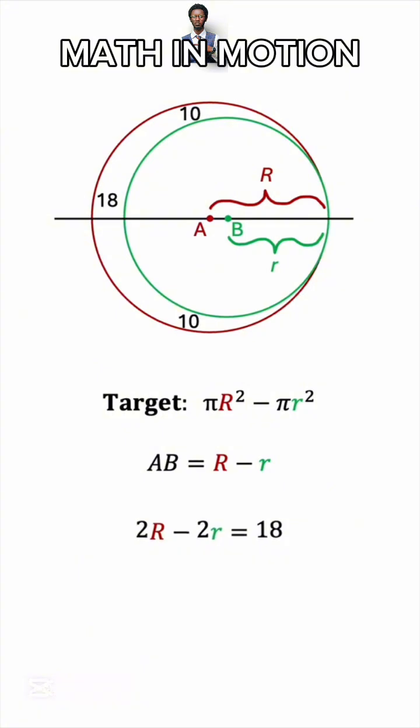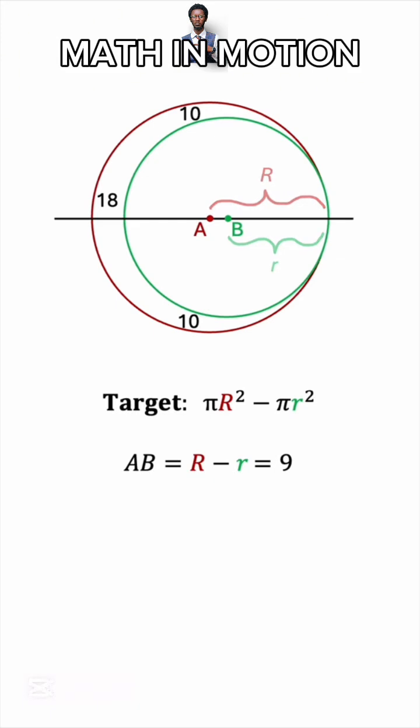Now everything is divisible by 2, so let's simplify this a little bit, and that'll give us big R minus small r equals 9. And this is precisely the length of the line segment AB. Okay, so we know that the two centers are 9 units apart. This is the first equation. Now we need to come up with a second equation.